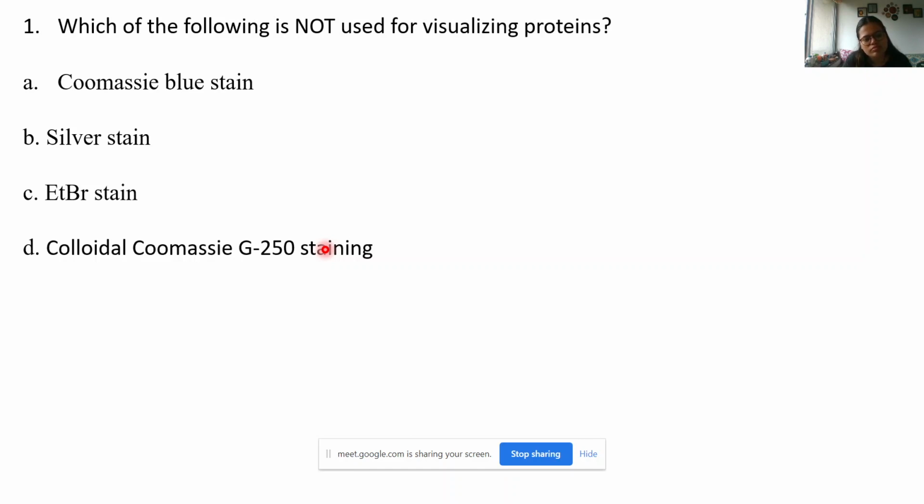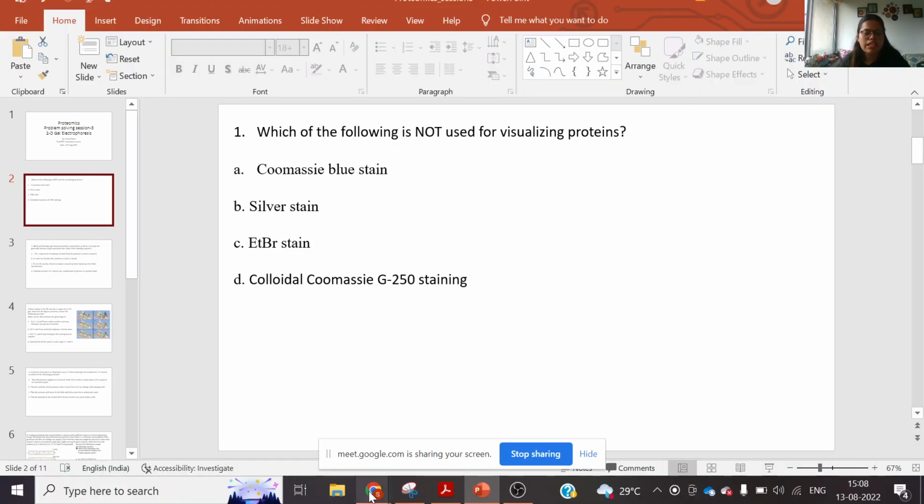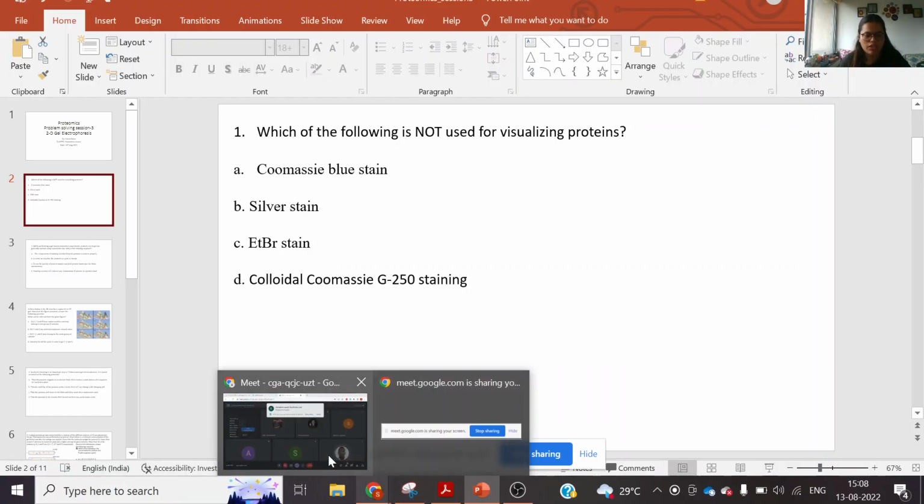Is it ETBR, ma'am? Correct. ETBR is not used for visualizing protein. It is used for DNA visualization. You're very correct.